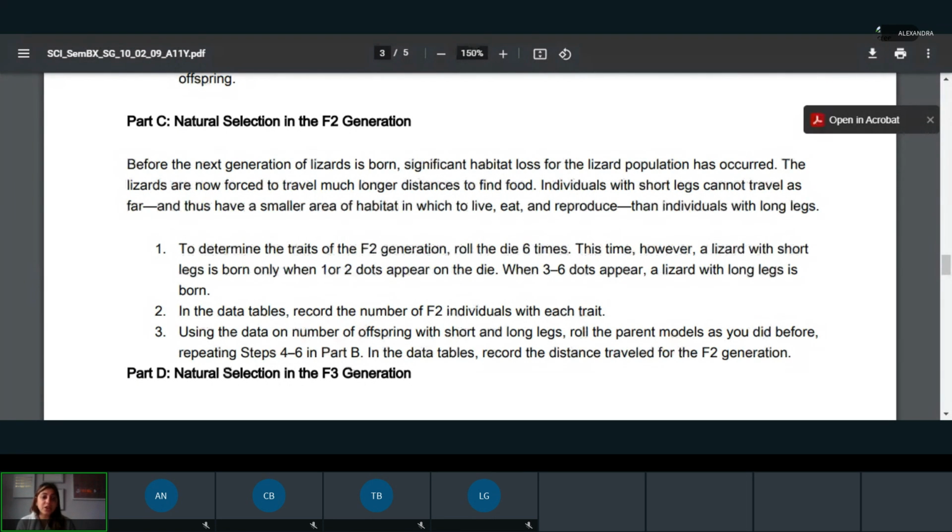Okay, so you're going to go ahead and do that again. And you're going to roll it 6 different times. Questions on that? Okay. Great, so 3 and 3, Ava.